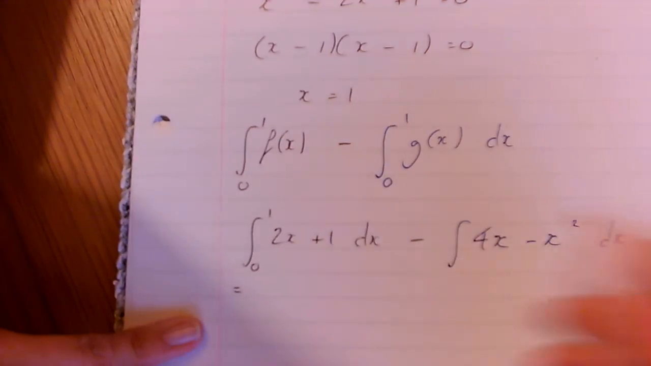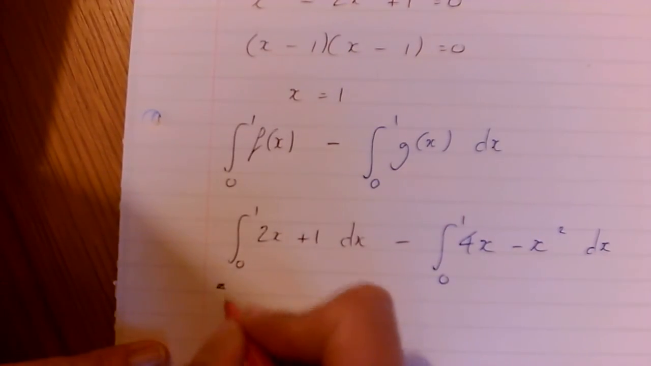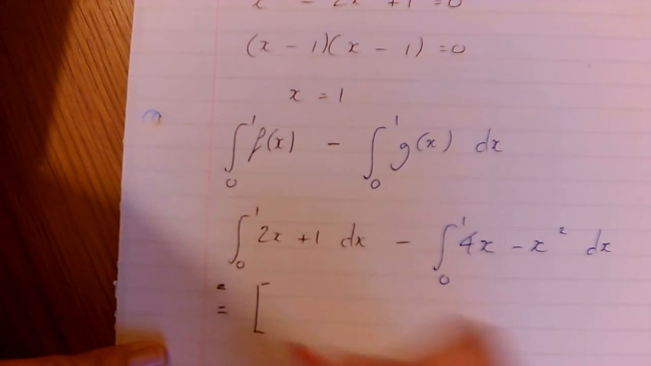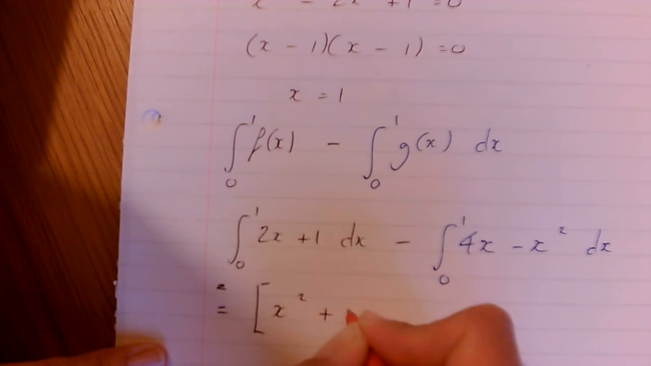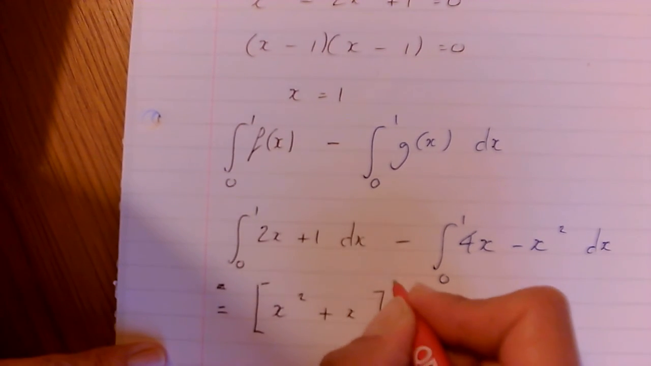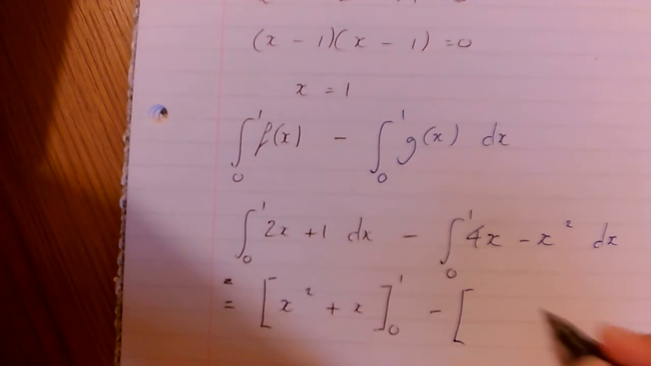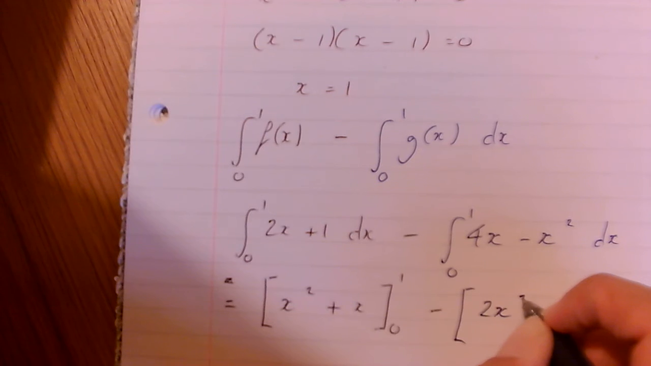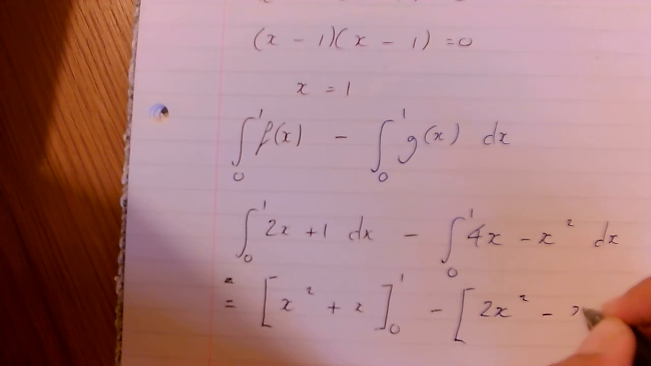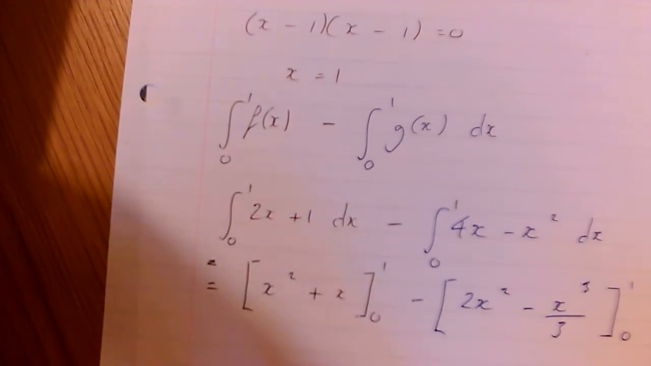Let's just put my limits on. 1 and 0, 1 and 0 just there as well. I'm going to just put my equals down here. Don't forget it's square brackets, so 2x integrates to x squared plus x, not going to bother putting the plus c's in because they cancel each other out anyway. 4x will go to 2x squared, and then a slightly more awkward one here, x cubed over 3, again between 1 and 0.